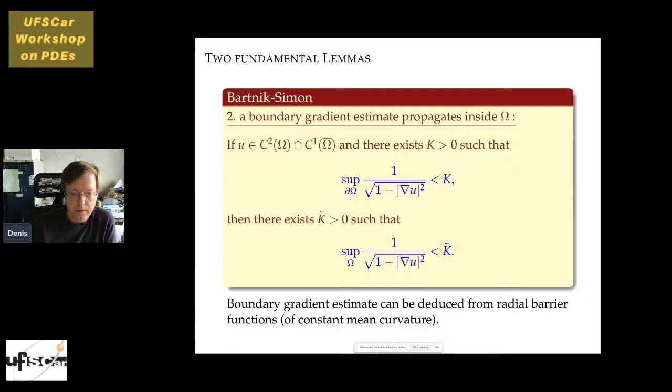Okay, and you expect that this kind of control should be attainable if you have information on the boundary data. Okay, and then to derive this boundary gradient estimate, usually what you do is you use some radial barrier functions, which are in fact functions of constant mean curvature.